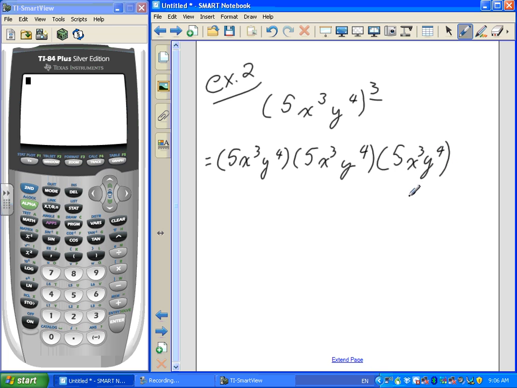Okay? Or we can do this the quicker way. We need to multiply all of the exponents. So instead of playing out this long expression, I'm going to bring the 3 inside the brackets.